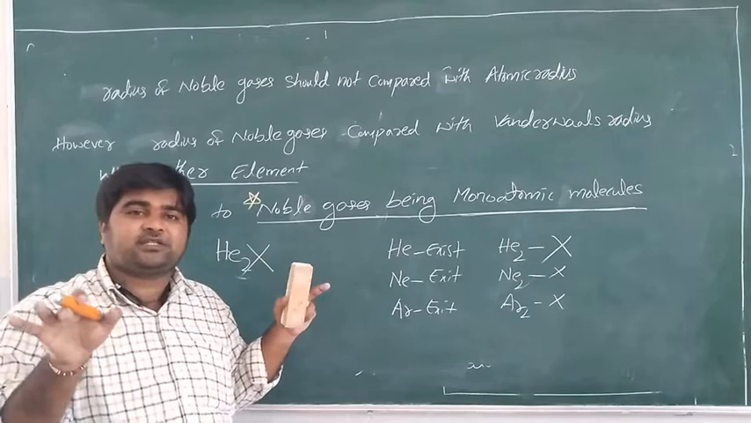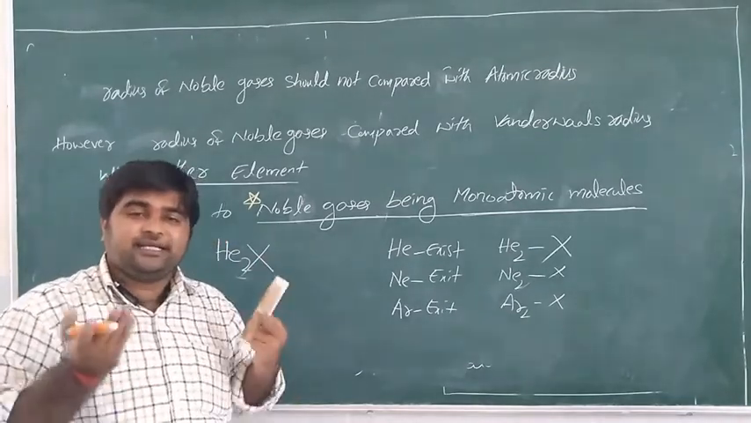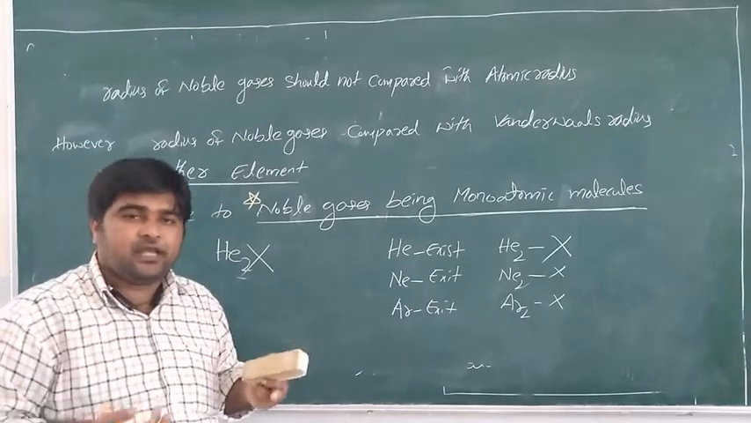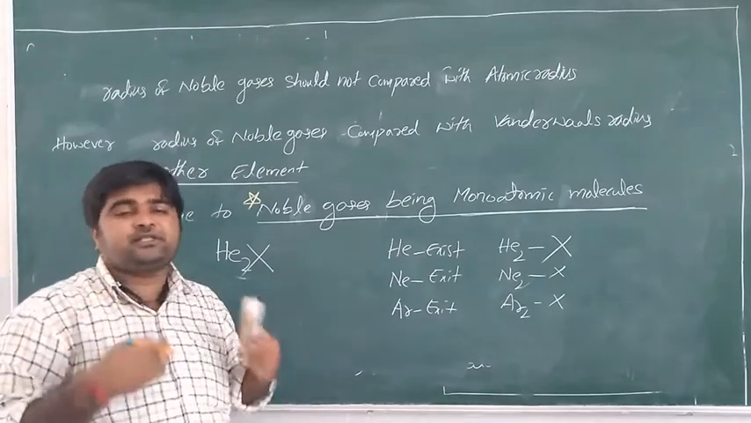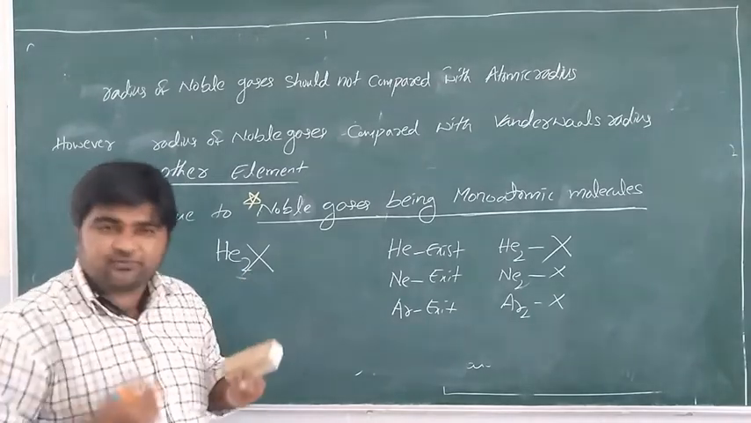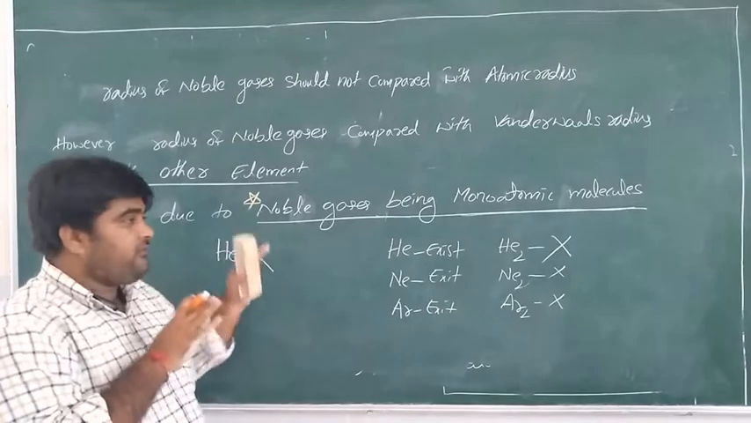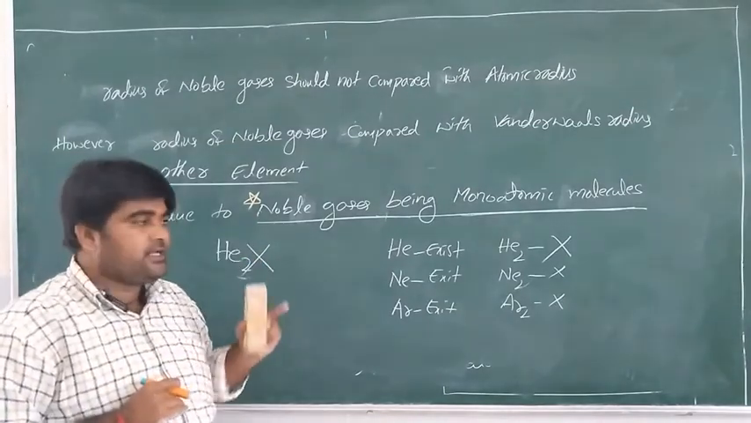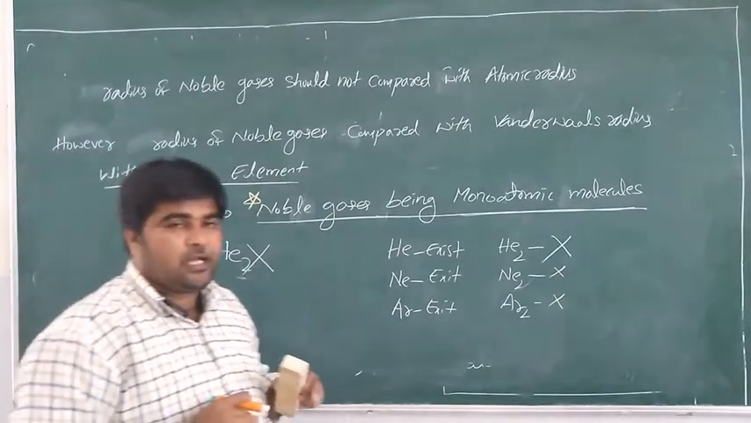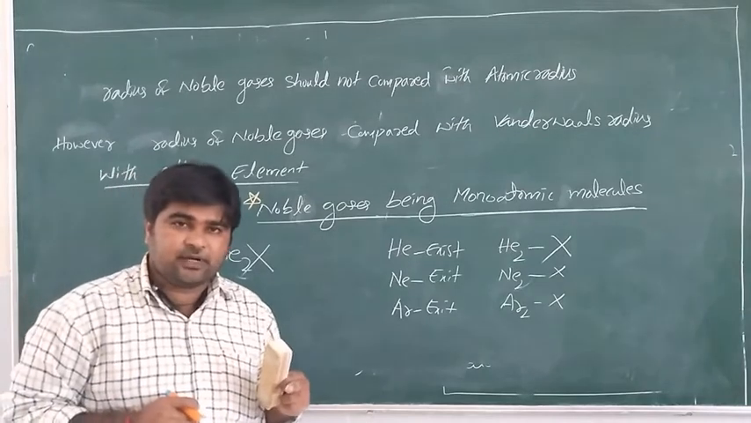For example, hydrogen exists as H2. Hydrogen as a single atom does not exist, because hydrogen does not belong to noble gases. It is a separate element. Sodium does not exist in the free state. Sodium exists in crystal form only. That's why van der Waals radius is mainly applicable to noble gases, because they are monoatomic molecules. Is it clear what I am saying?